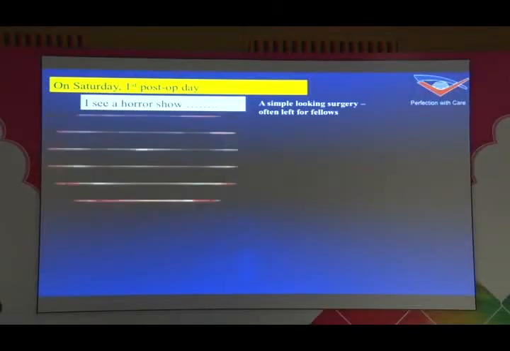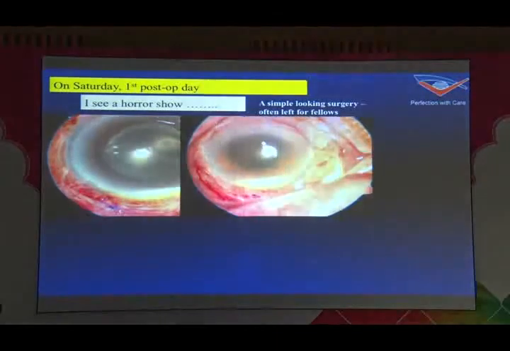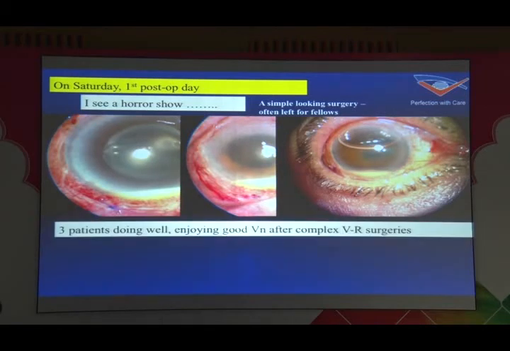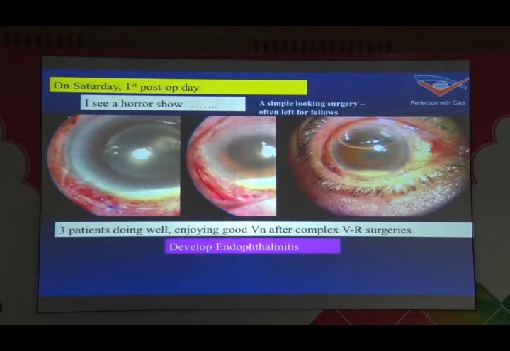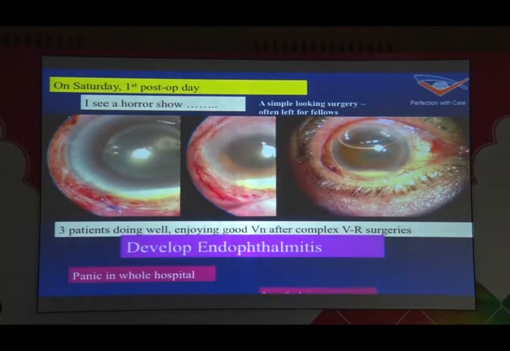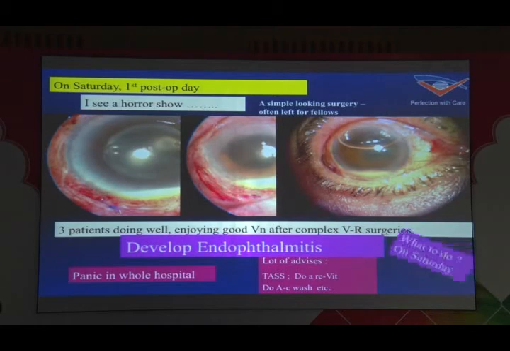This is a case which I have borrowed from Dr. Lalit. He had multiple cases which were treated. It was a simple looking surgery. Three patients presented well on a Saturday evening who had good vision. They underwent VR surgery. They developed endophthalmitis, and there was panic in the hospital. Different advices were given.